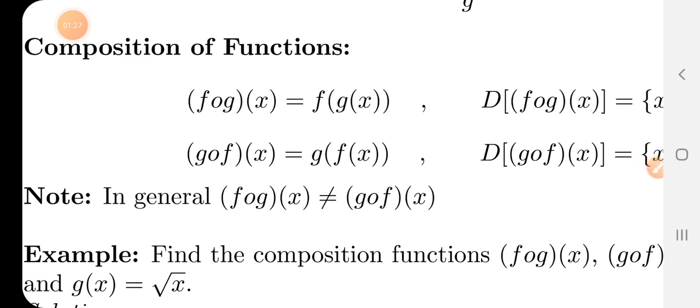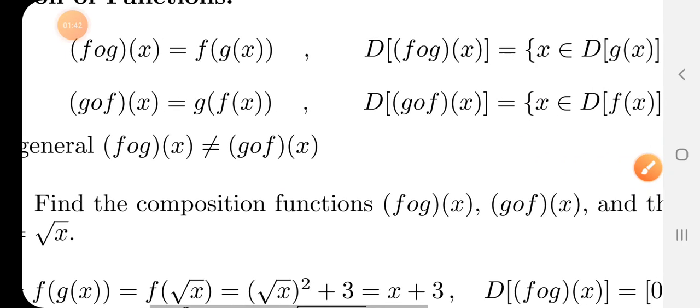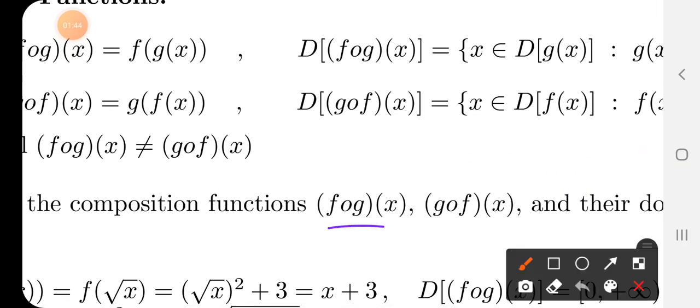And generally f of g is not equal to g of f. So this is not true. It might be true in some cases, but usually this is not true. I mean, if you change the order of these functions, the functions might be different. Let's do an example. Here you have to find both f of g and then change its order, so g of f, and then you have to find their domain.